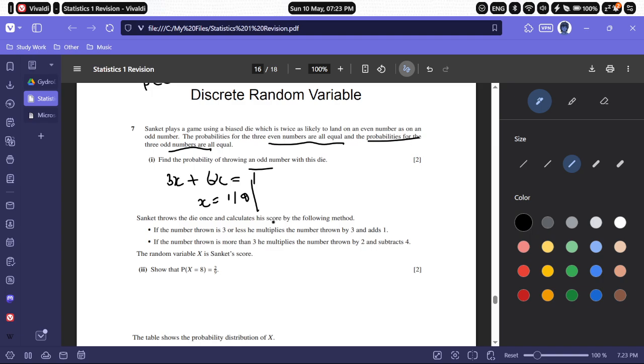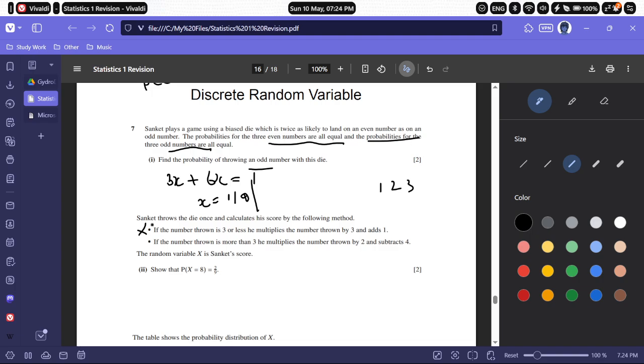Okay, so now you have to think about how you can attain the score 8. If you look at the first case, if the number thrown is 3 or less, so 1, 2, 3, if you get a 1 multiplied by 3, that won't be big enough. If you multiply 2 by 3, so 6 plus 1, that would be 7. So that's not good enough either. 3 times 3, 9 plus 1. So you basically don't consider this condition.